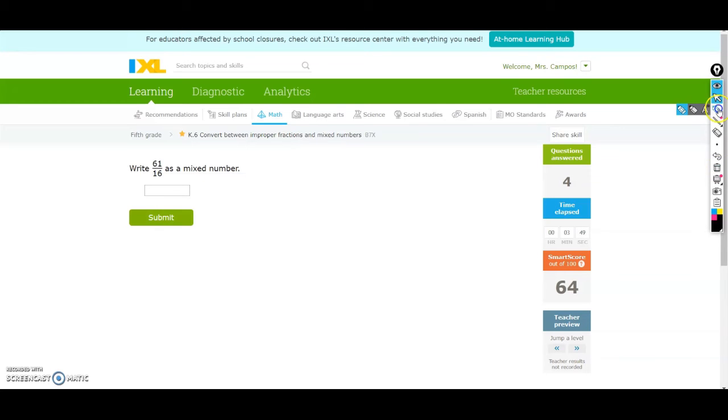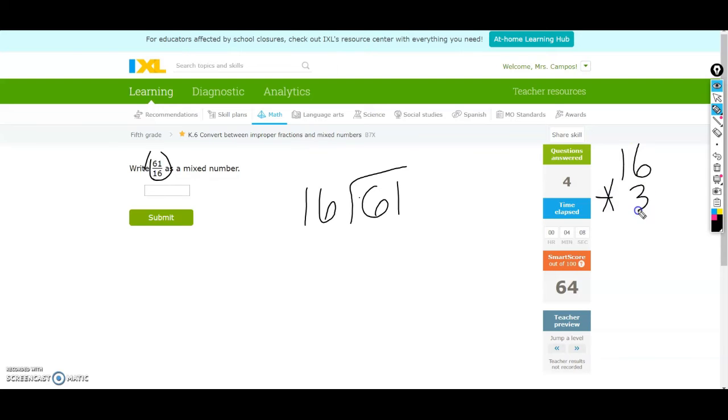Okay, this one, you're going to put the top number on the inside and divide by 16. You might not know how many times 16 goes into 61. Let's try 3. 16 times 3. Because we just start with a guess. It's 48. Now we want to make sure that it's not too small, so we would try 16 times 4.